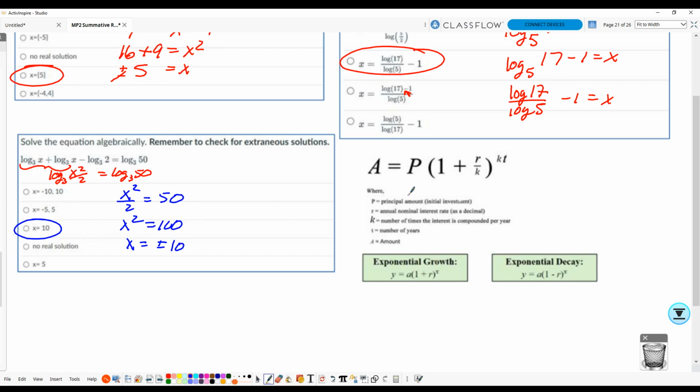This, remembering P is principal, or the initial amount of money that you invested, or the initial amount of whatever it is you started with. This is the rate as a decimal. You need to change the percent to a decimal. K is the number of times per year that something is compounded. If it's compounded quarterly, it's 4 times a year. If it's compounded monthly, it's 12 times a year.